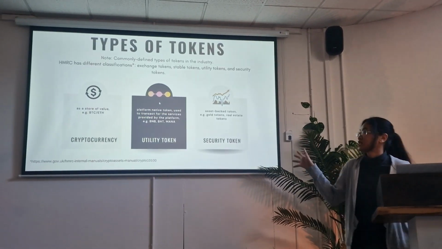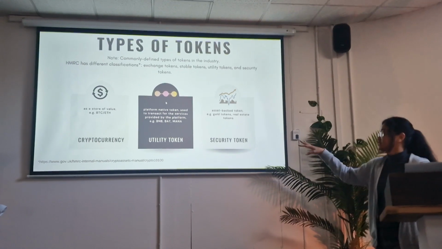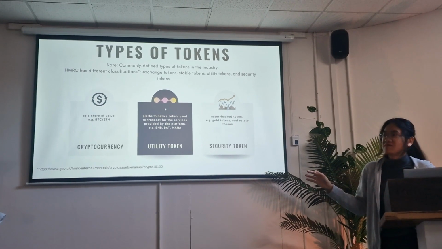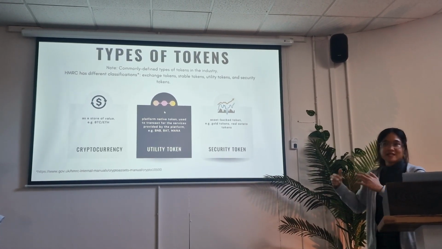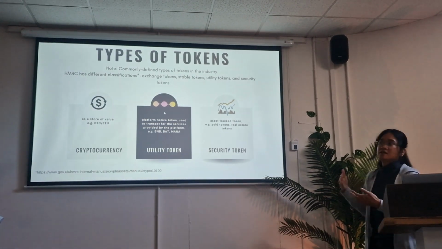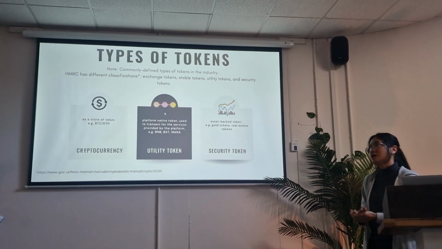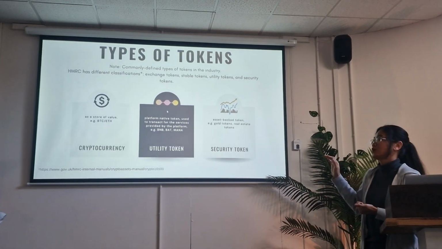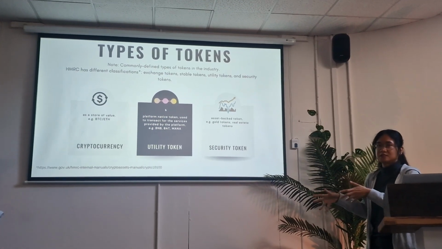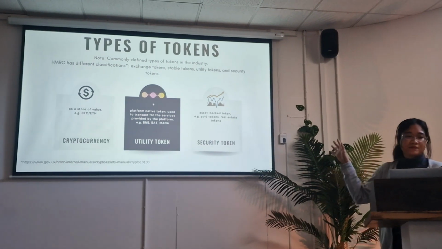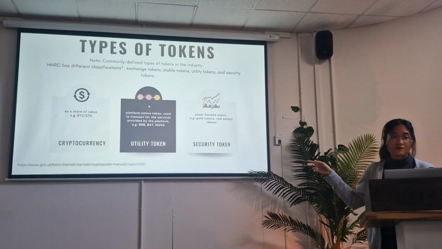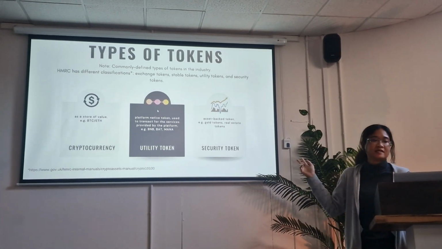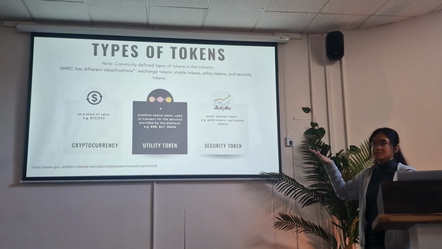So these are the types of tokens, and these three I take from the journal that I used. Although by regulation, each country can define different types of tokens. The BIS, Bank for International Settlements, and MiCAR, the Eurozone crypto asset regulation that was just launched in June, also set different specifications for tokens. And the HMRC from the UK government has different classifications such as exchange tokens, stable tokens, utility and security tokens. But these three are just the basic ones.